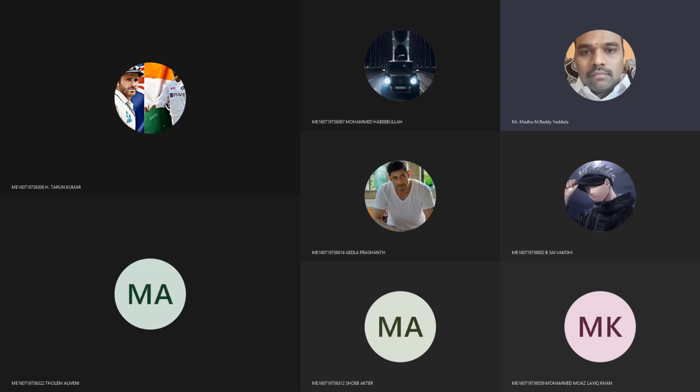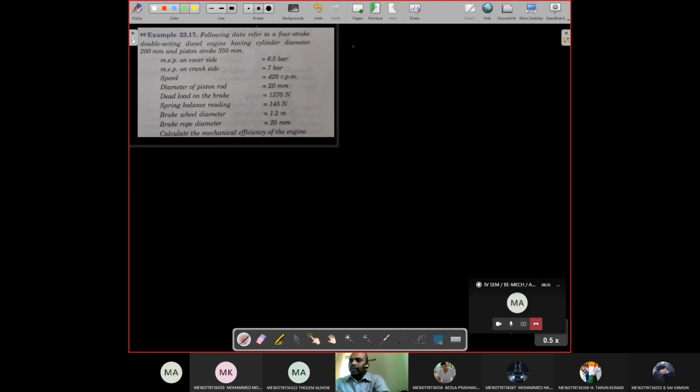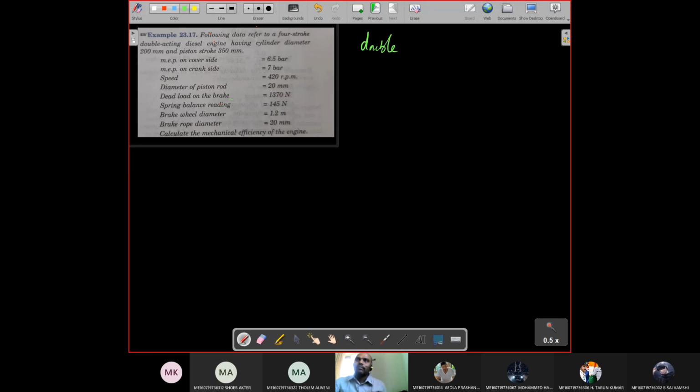refer to a 4-stroke double acting diesel engine, right? So we already studied single acting and double acting in the air compressor. Can anyone tell me what is meant by double acting? Suction and compression take place on either side of the piston. It means that for one complete revolution we will get 2 power strokes. Yes or no?